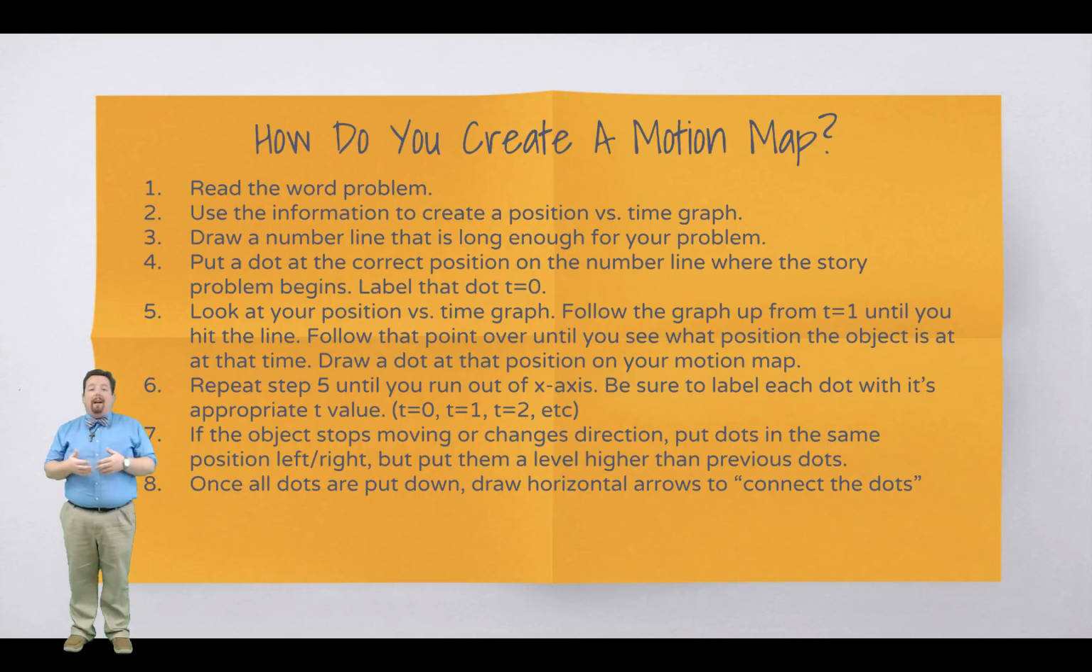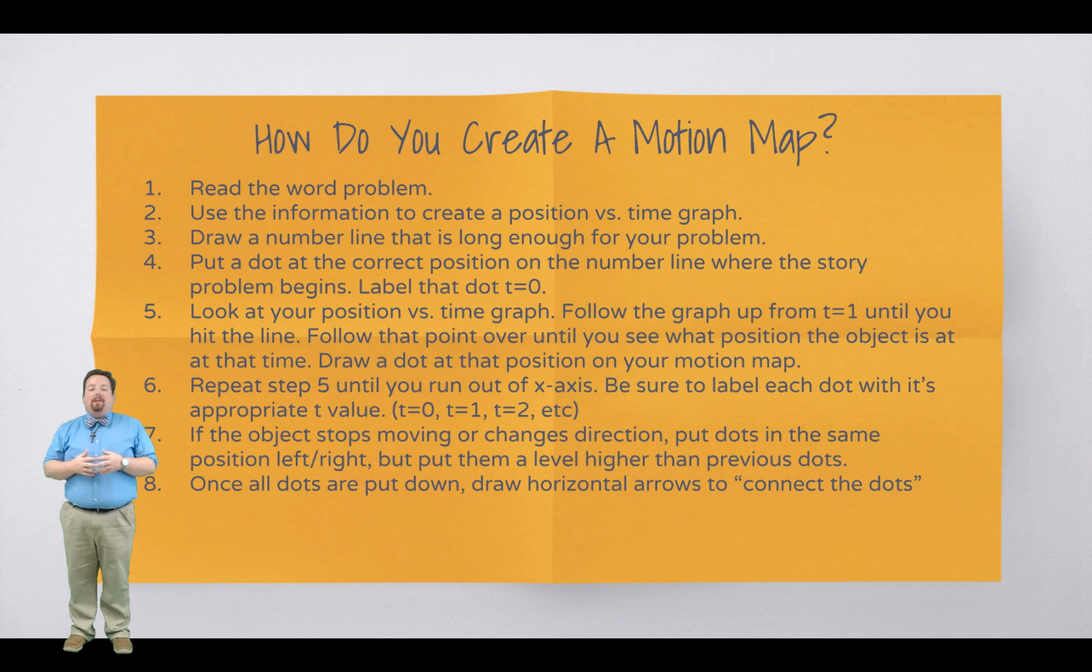In order to create a motion map, you must first read the word problem. After you've read the word problem, you can use information from the word problem to create a position versus time graph. After you've made this position versus time graph, you need to look at the y-axis and figure out where your highest point is on your position. Once you find that out, you can make a number line, and that'll be the basis for your motion map. That number line should get you to the highest point on your y-axis of the position versus time graph.